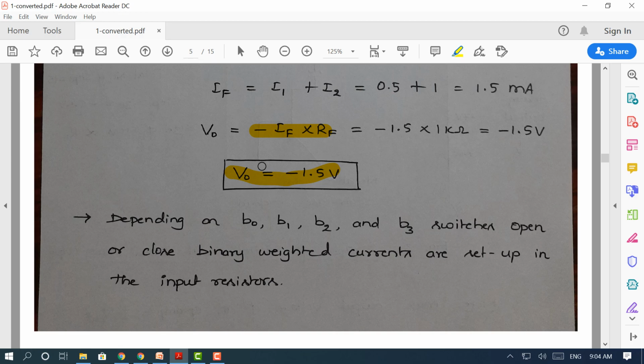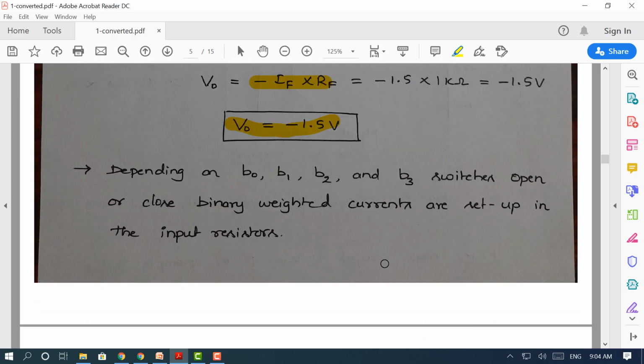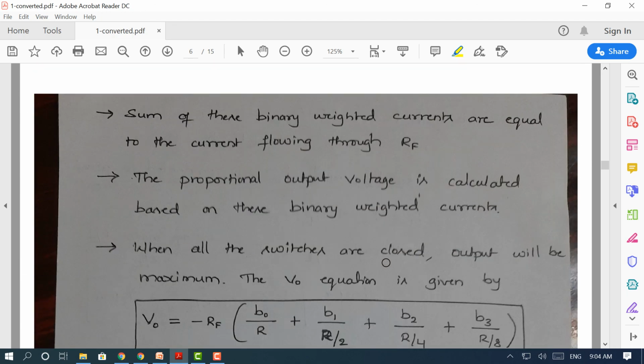Depending on B0, B1, B2, B3, the switches open or close, and the binary weighted currents are set up in the input resistors. I have shown three cases for the input data and the resulting analog voltage. A similar procedure can be carried out for the remaining combinations also. So one can calculate the analog voltage for all 16 combinations. That's a procedure we can apply.